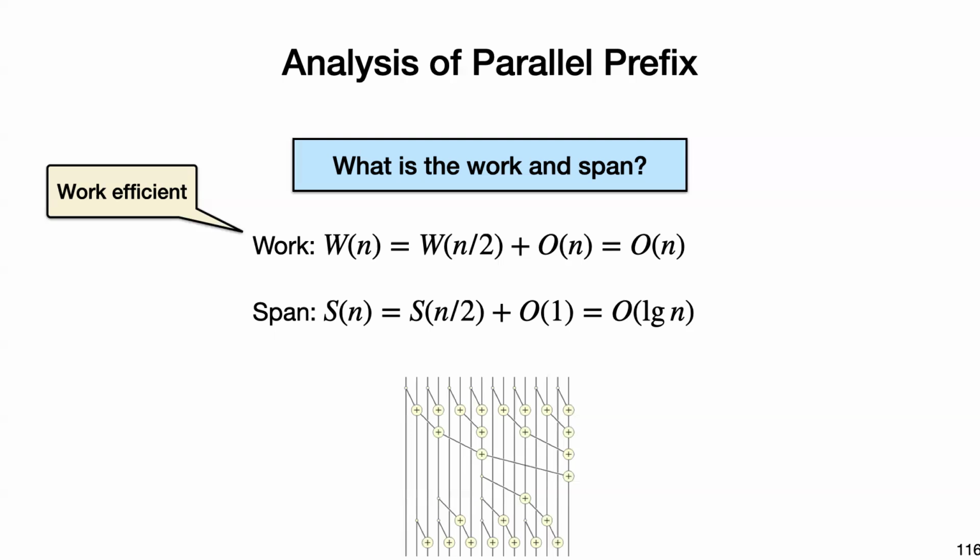And then the span is this recursion. This is half plus 1. And each of those goes into half like this. So the span is log n. So this is nice because the work is order n. And remember that we wanted to match the work of the serial algorithm, which is also almost exactly n additions.